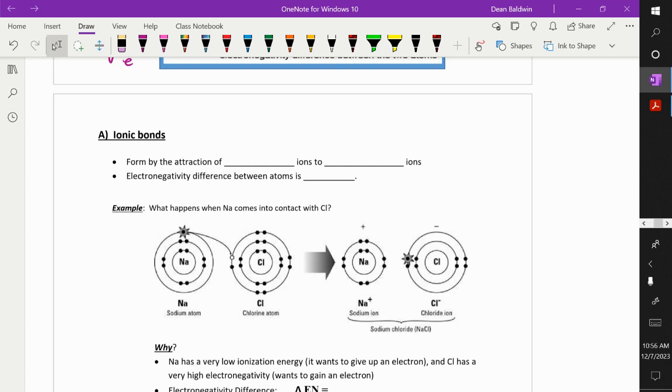Ionic bonds. This is the transfer of electrons. So literally one electron goes to the other atom. When that happens, you get a positive charged atom and a negative charged atom. And the force of attraction between the positive and the negative charge is what an ionic bond is.